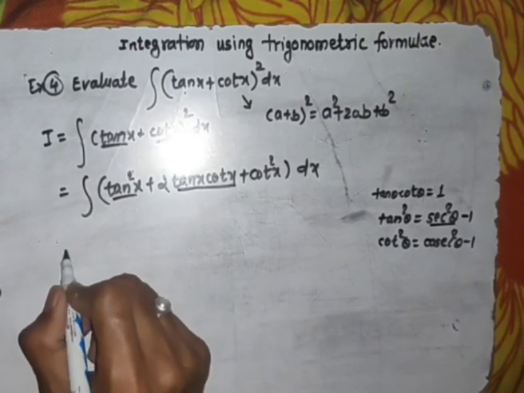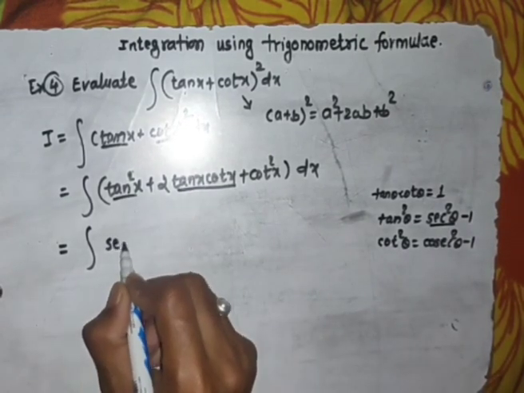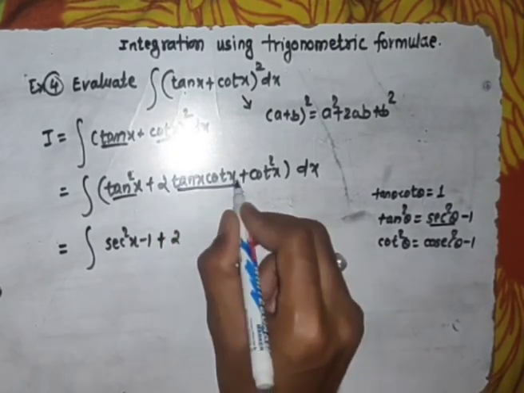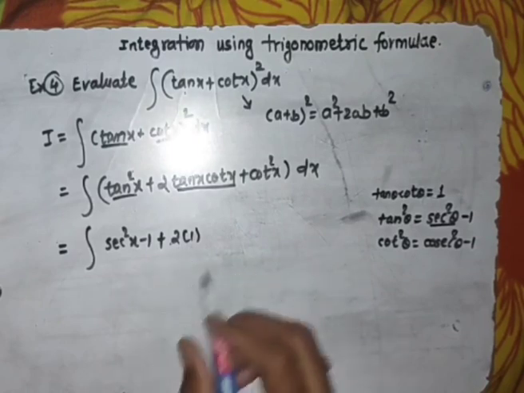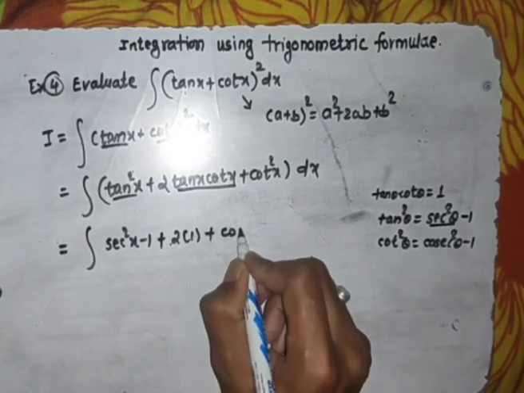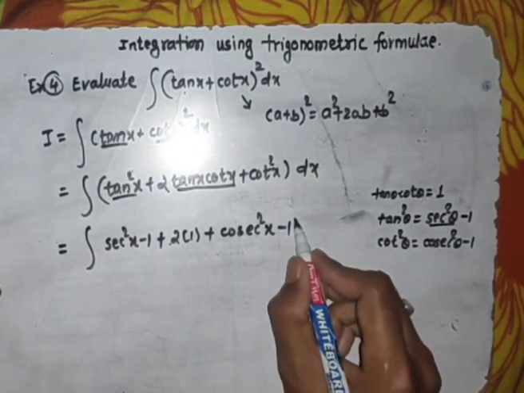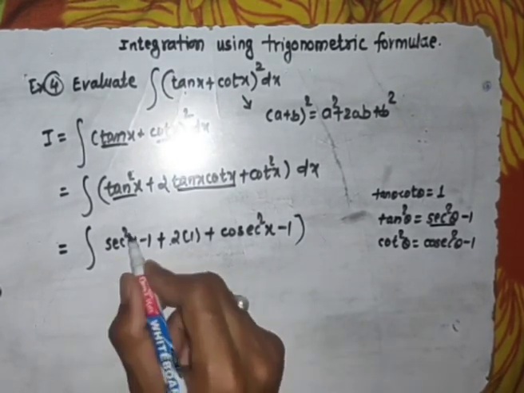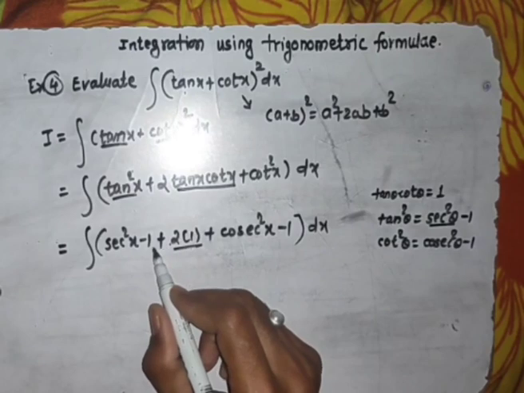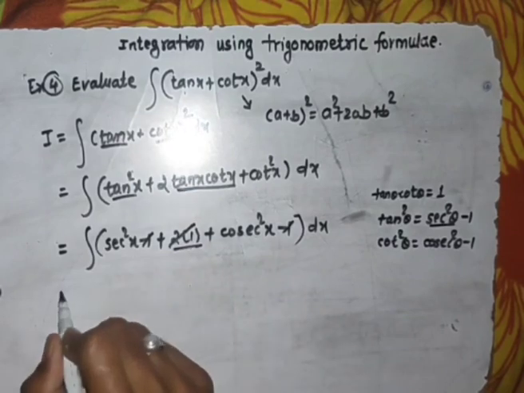Now can I write, what is tan square x? Tan square is sec square of x minus 1, because the variable is x here, plus 2 into what is this total term? This total term is 1, so 2 into 1 will be 2, plus what is here again? Cot square of theta, which is cosec square of x minus 1, bracket complete, dx. Now this total value is 2, and the minus 1s give us minus 2. Minus 2 plus 2 get cancelled, and what is the remaining term?